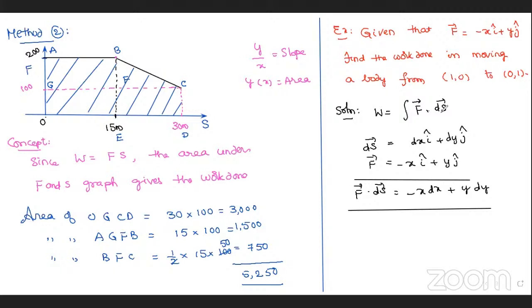Now you can substitute in the work done. That implies W is equal to integral F dot ds, that is integral of minus x dx plus y dy. Okay, I think you know how to integrate this one. Anybody can say, by the splitting method, first integral of minus x dx plus integral of y dy. What is this integration? You can say minus x square by 2, correct? It's integration.